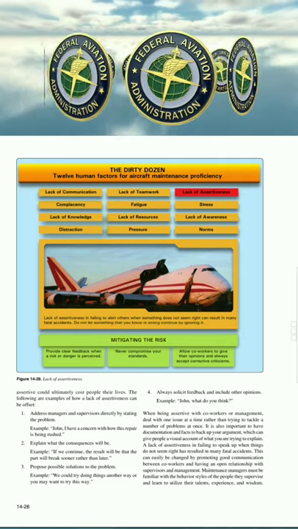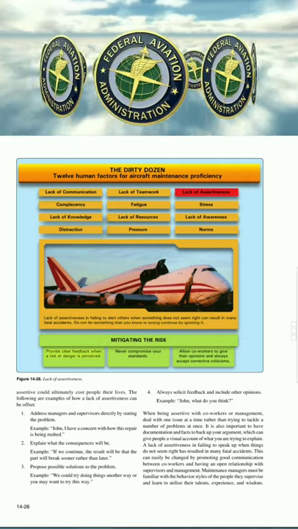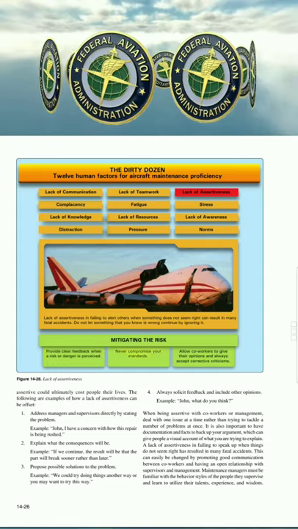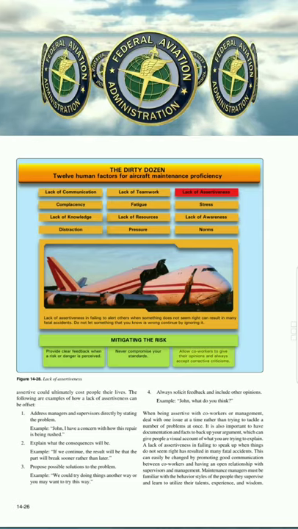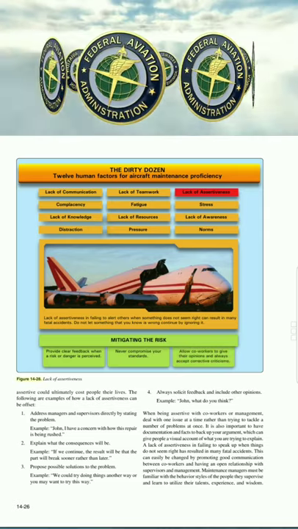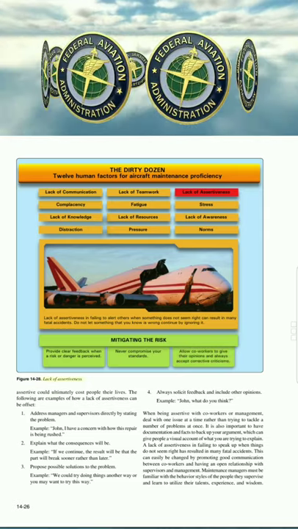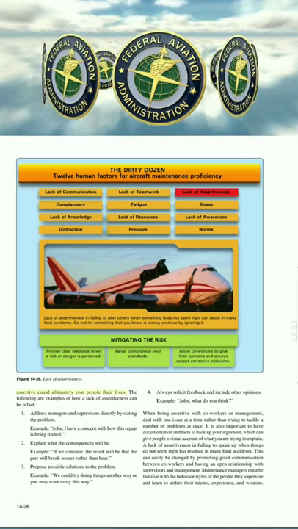Mitigating the risk. Provide clear feedback when a risk or danger is perceived. Never compromise your standards. Allow co-workers to give their opinions and always accept corrective criticisms. Figure 14-28. Lack of assertiveness could ultimately cost people their lives.